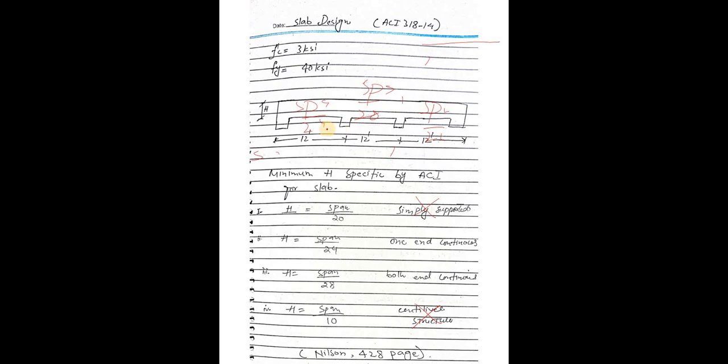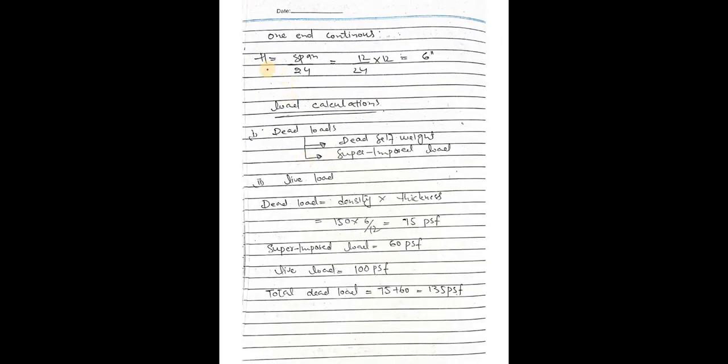The maximum depth achieved is from this formula. We should use a homogeneous thickness of the slab, so we take this formula: span by 24. The span is 12 feet, and multiplying by 12 inches to convert feet into inches, the thickness will be 6 inches.